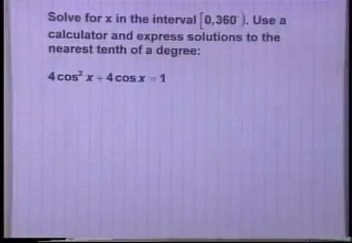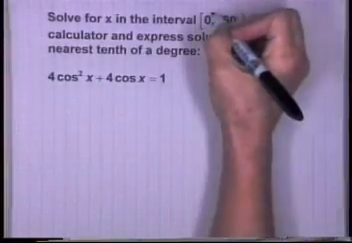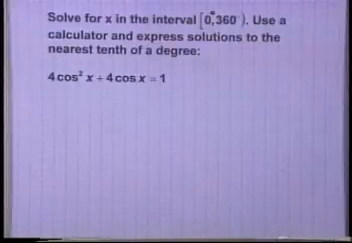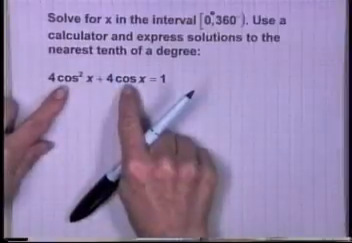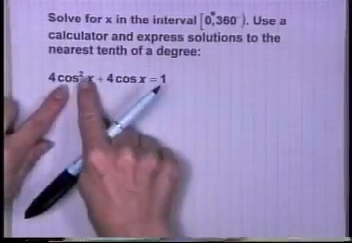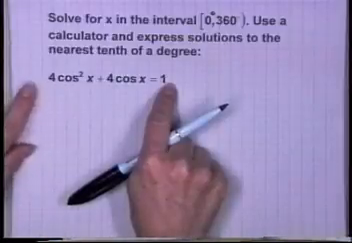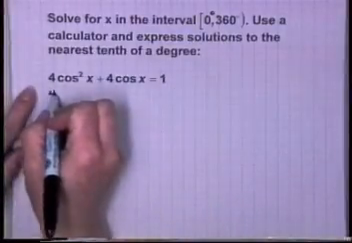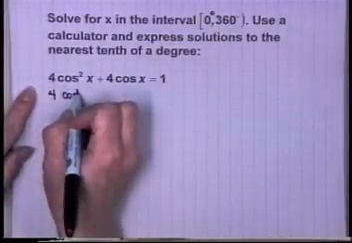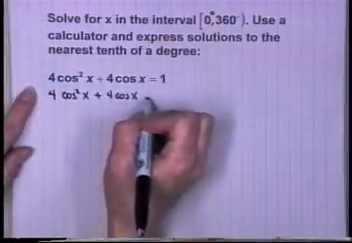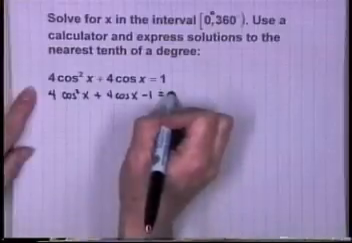Solve for x in the interval 0 degrees to 360 degrees. Use a calculator and express solutions to the nearest tenth of a degree. This is going to be very similar to the example we just did. Notice I have the one trig function. It's squared here, first power here. This is not in standard form. It's not equal to 0. So my first step will be to bring that over and get it equal to 0.